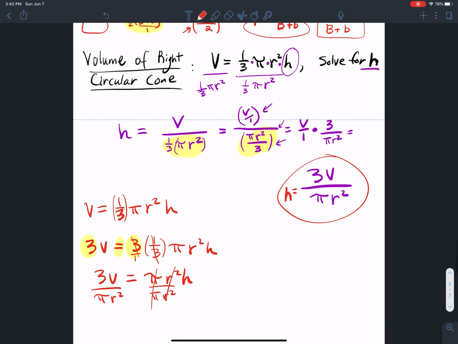The reason I introduced this keep, change, flip method so soon is because you're going to be using that trick the rest of the semester. And so I want you to get used to it and see the importance of it. All right, guys.